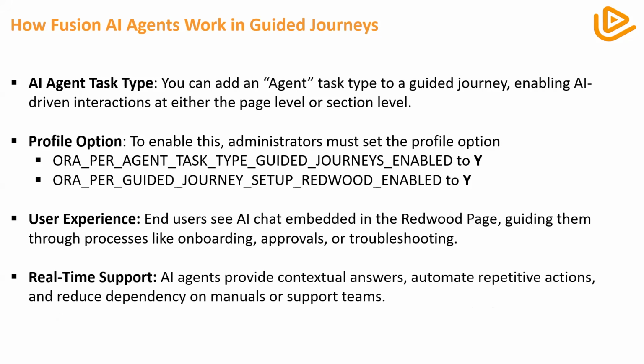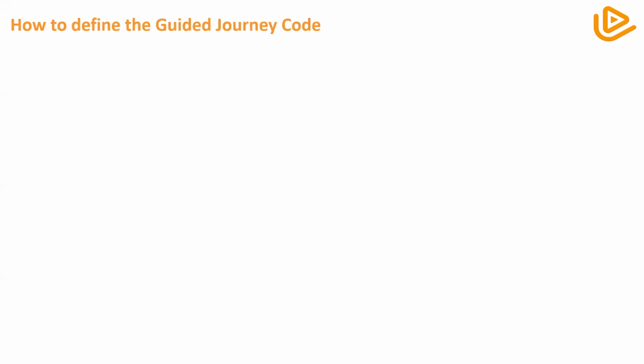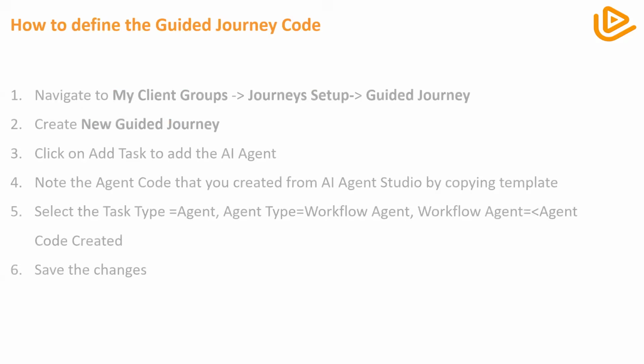What is the real-time support that we get with these agents integrated with guided journey? As we know, these agents provide contextual answers, repetitive actions are automated, and it reduces the dependency on manual support teams, because using this guided journey, the end users can directly interact with our AI chatbot. How to define the guided journey code?